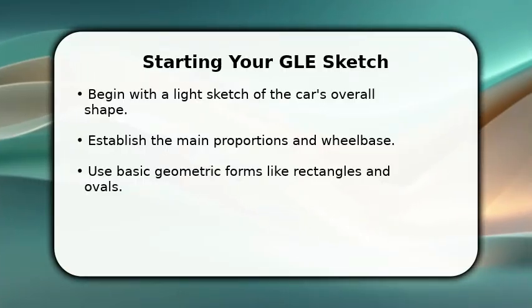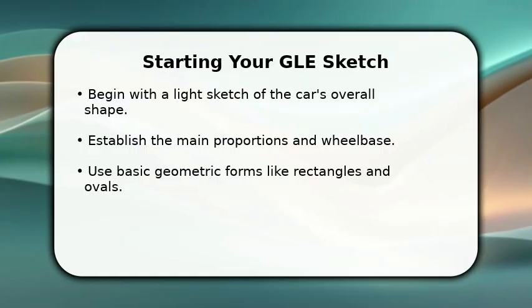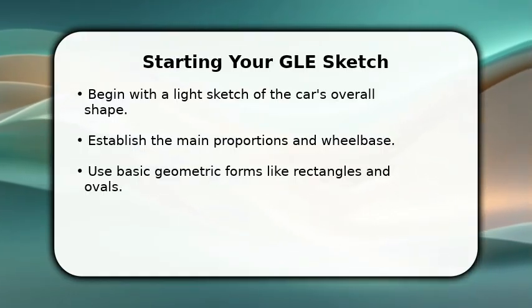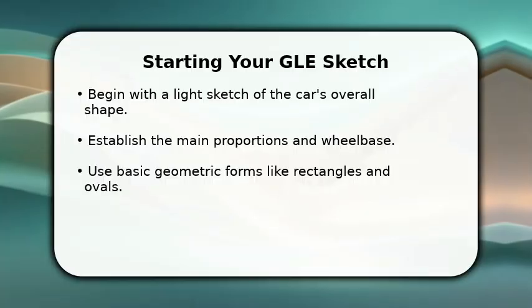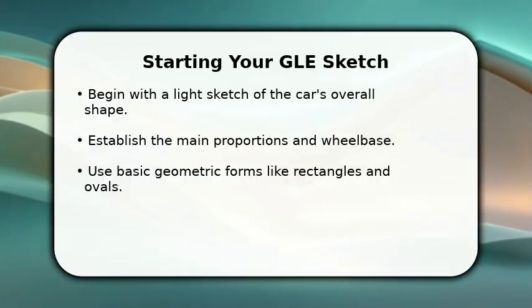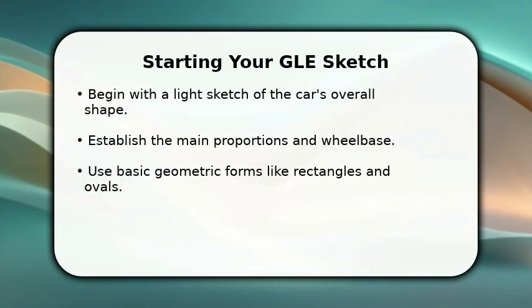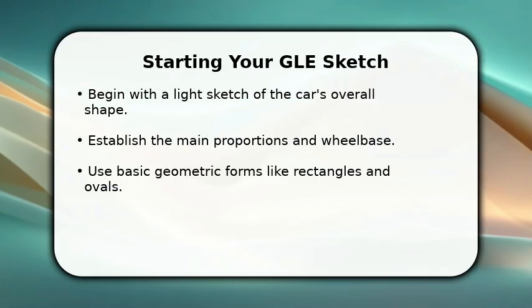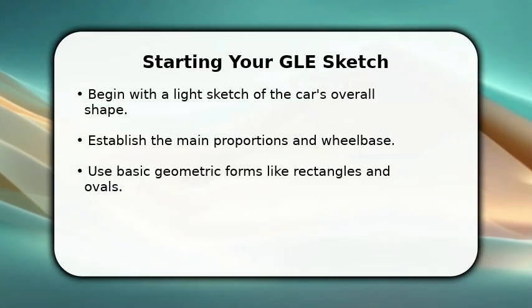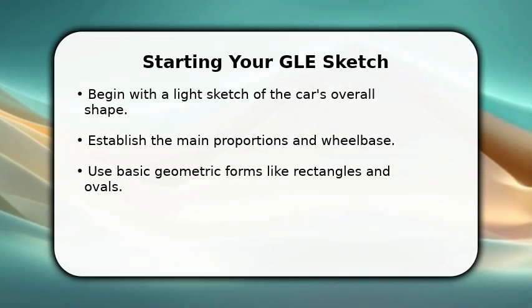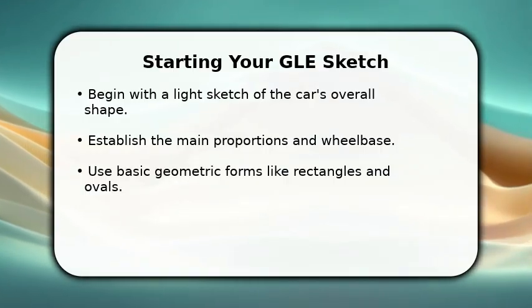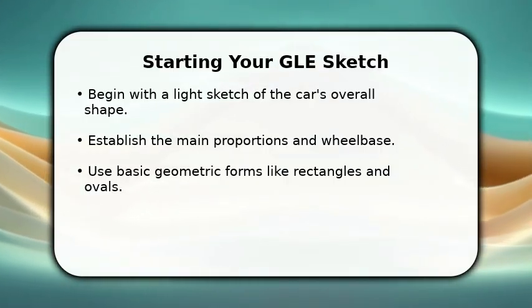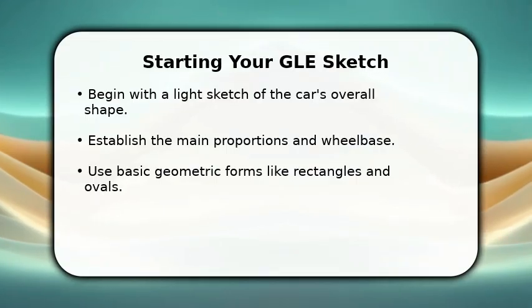In this video, I will show how to draw a Mercedes Benz GLE. First, lightly sketch the car's basic outline, focusing on its overall length and height. Establish the main body shape using simple geometric forms, like a long rectangle for the main cabin and a slightly curved line for the roof. Mark the approximate locations for the wheels and the windshield to guide your drawing.